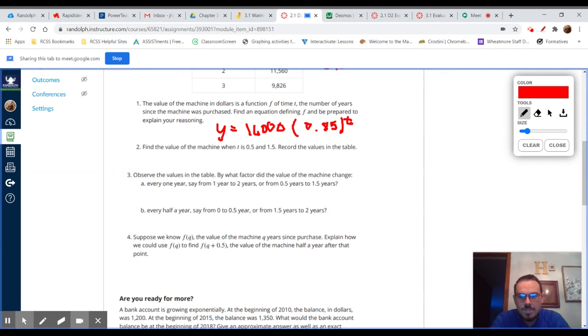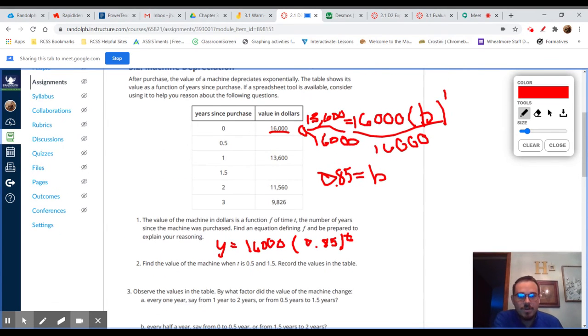Part 2 says find the value of the machine when T is 0.5 and 1.5, and record these values. T is time in years, like 1 year has gone by. So what if I go for 0.5? I would put 0.5 in for T. So we say 16,000 times 0.85, and now our power is 0.5 instead of 1. Either I'm going to get better at this or I'm going to buy a pen.